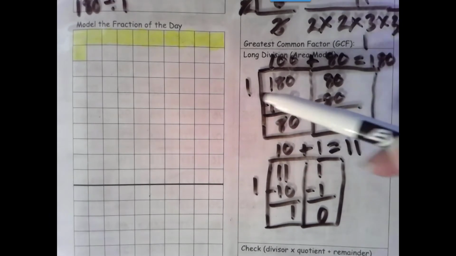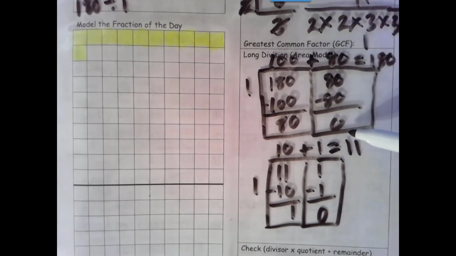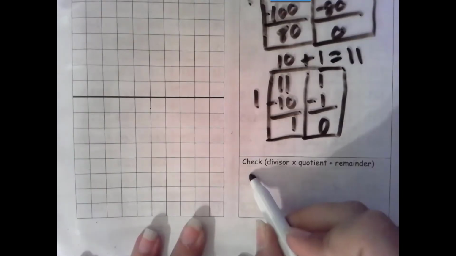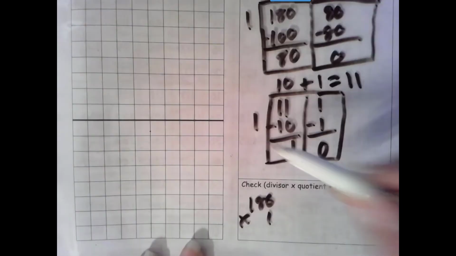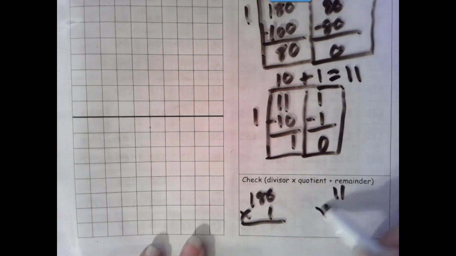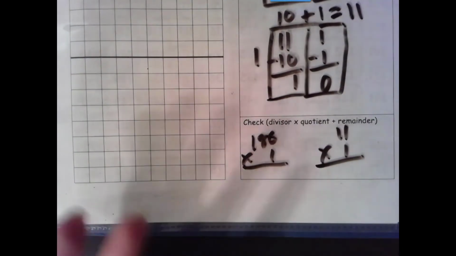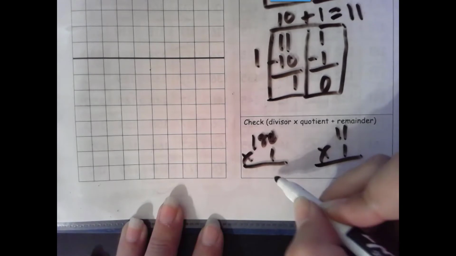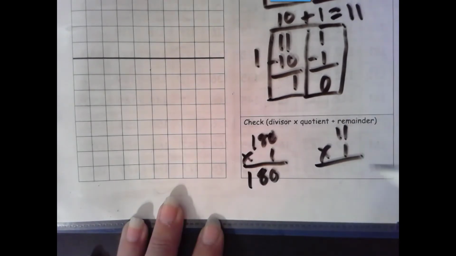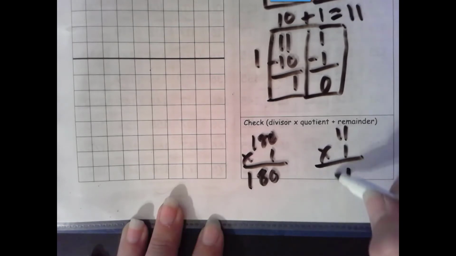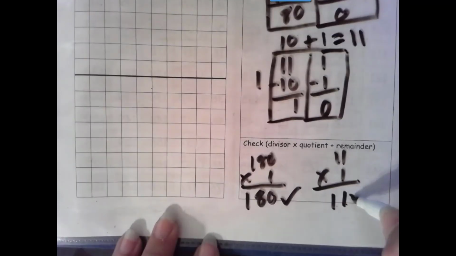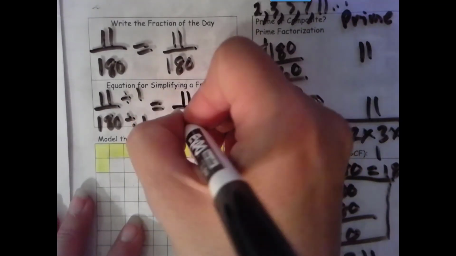Now we're going to check our answers. Divisor times the quotient plus the remainder. Since my remainder is 0 and the identity property of addition says it's going to stay the same, I don't need to add it. So it's just going to be 1 times 180 and 1 times 11. Now what we end up with in both of these is the identity property of multiplication that says when you multiply by 1, it stays the same. 1 times 0 is 0, 1 times 8 is 8, 1 times 1 is 1. 1 times 1 is 1, 1 times 1 is 1. 180, that matches my dividend. 11, that matches my dividend. So my fraction is definitely 11 out of 180.